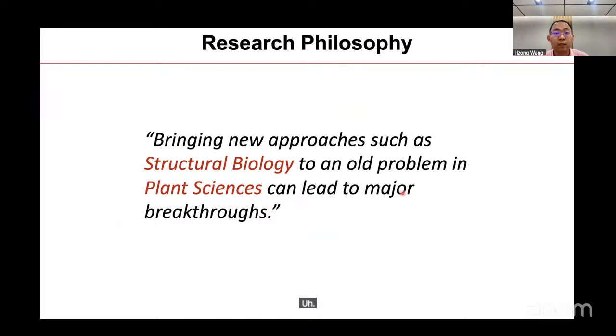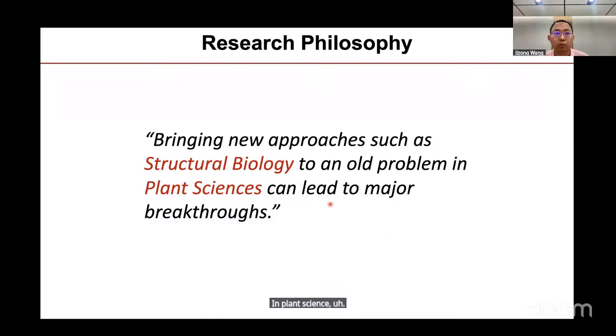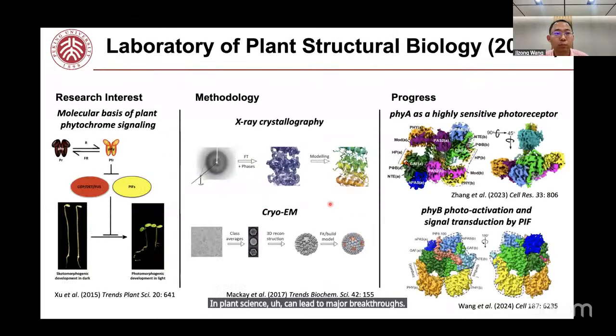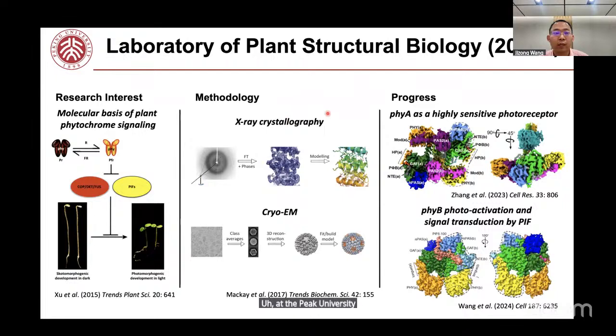The decade of scientific training made me realize that bringing new approaches such as structural biology to an old problem in plant science can lead to major breakthroughs. With this belief, I established my own lab at Peking University in 2020. I intend to study plant phytochrome and have made several advances. Let me introduce them now.